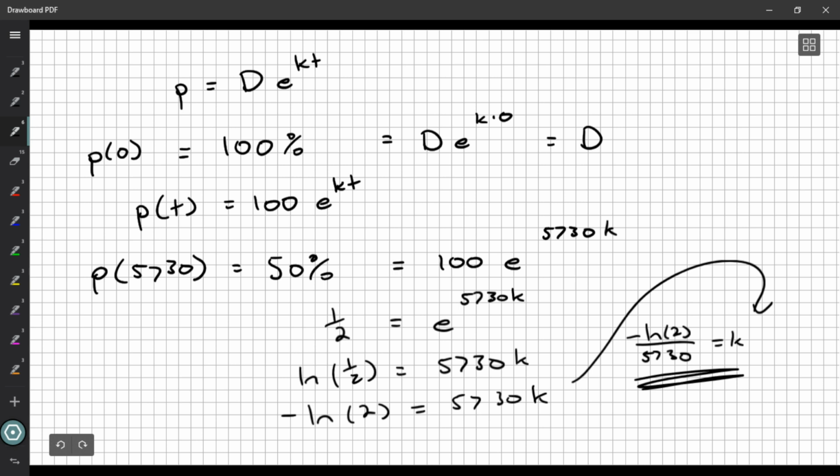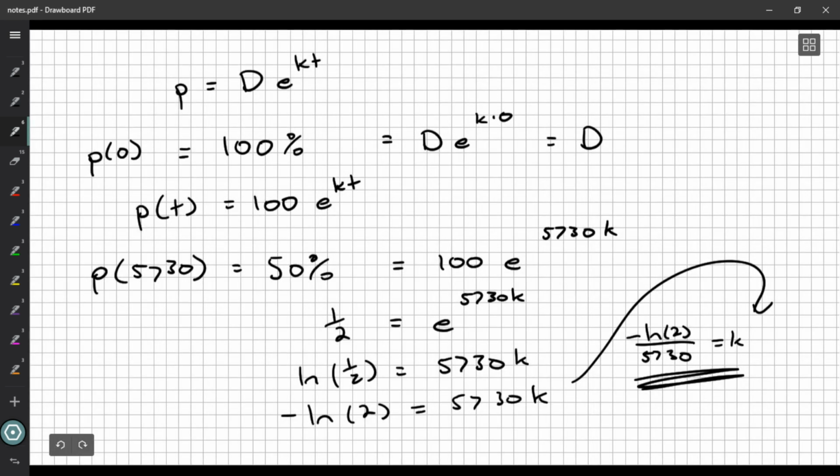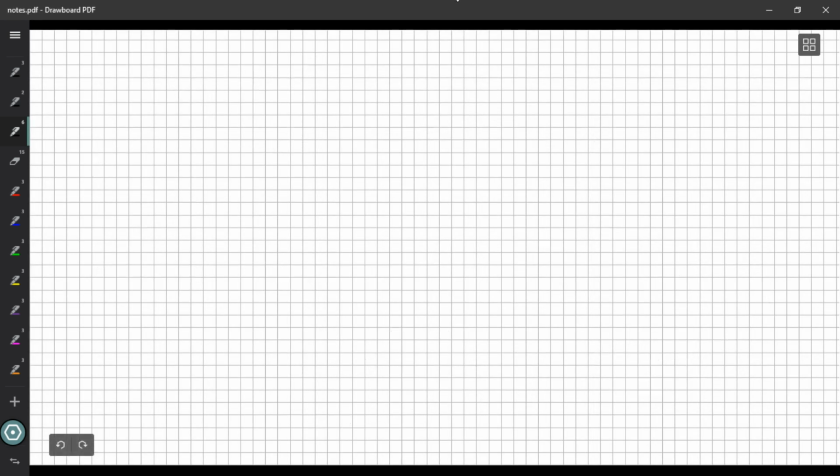And all we wanted was a function, right? Well, we've got our k, we've got our d, and that means we have our function representing the percentage, not the mass, but the percentage of carbon-14 left in the body. So 100 e to the minus ln 2 over 5,730 t.